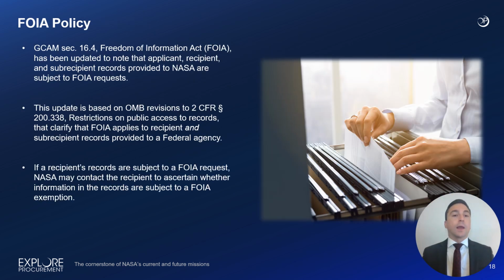The GCAM has a new section on Freedom of Information Act, or FOIA, policy. We've clarified that applicant, recipient, and subrecipient records provided to NASA may be subject to FOIA requests. This revision stems from new language in 2 CFR section 200.338, which OMB updated to clarify that FOIA may apply to subrecipient records submitted to federal agencies. We have also updated our FOIA policy to state that if applicant or recipient records are subject to a FOIA request, NASA may contact the recipient to determine if any of the information is exempt from FOIA, such as information on trade secrets.